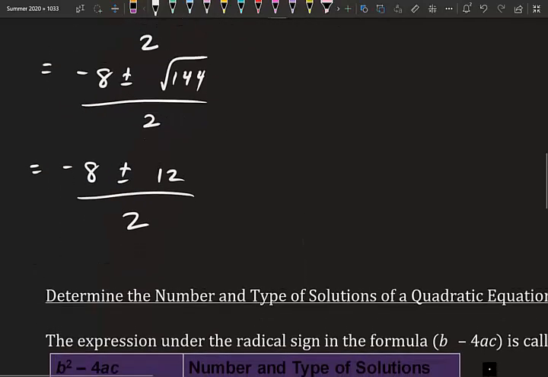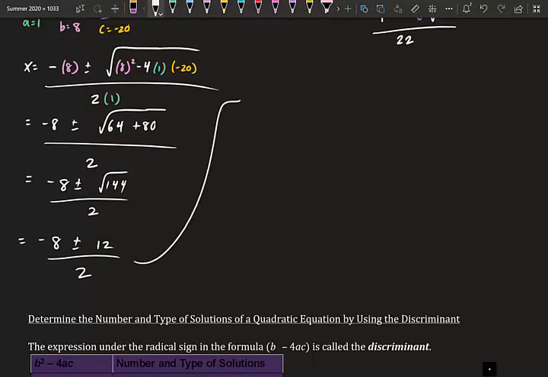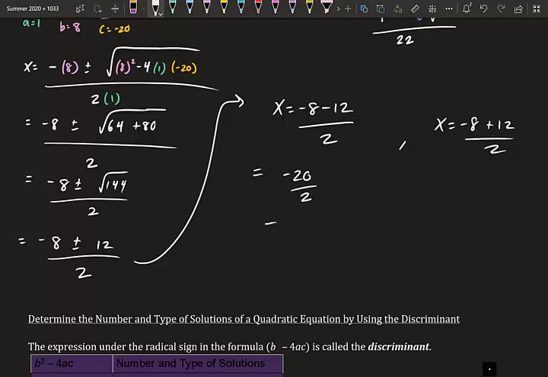So we have two equations. I'm going to bring them up here. We have x equals negative 8 minus 12 over 2, and we have x equals negative 8 plus 12 over 2, because we have a minus and a plus version. So we simplify each. We get negative 20 over 2, and that is negative 10. And then next we get positive 4 over 2, which comes out to 2. So our solutions are negative 10 and 2.